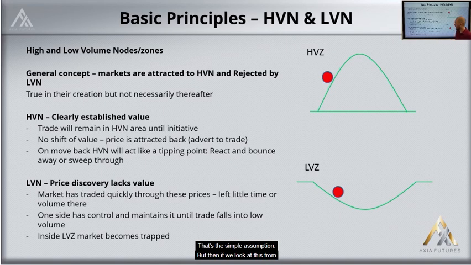That's the simple assumption. But then if we look at this from the point of view of what happens when you revisit these zones, then you get a different scenario. So let's start with a high volume node. With a high volume node, what will happen is, yes, the market, if it's away from it, can get attracted back to it.